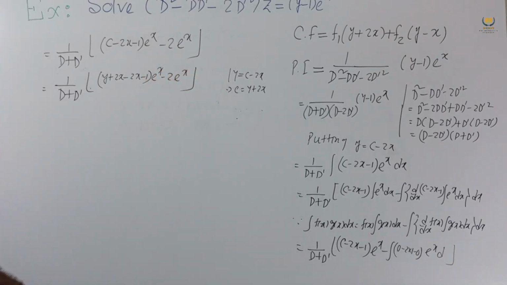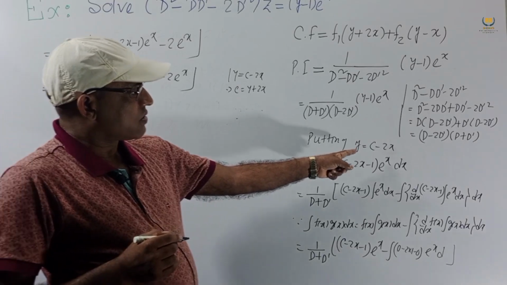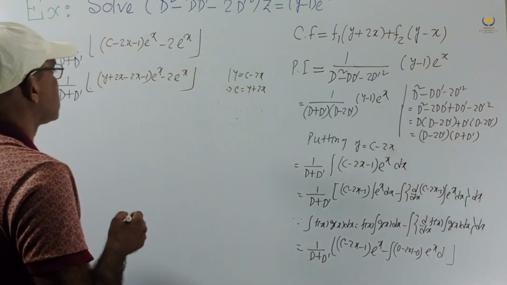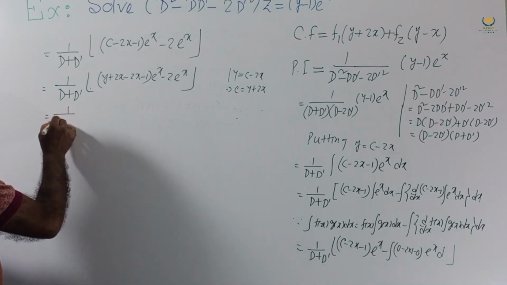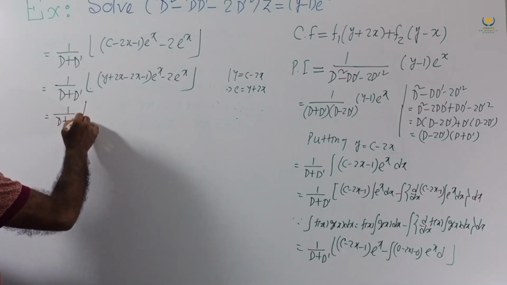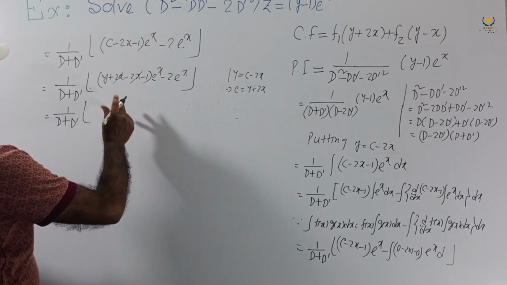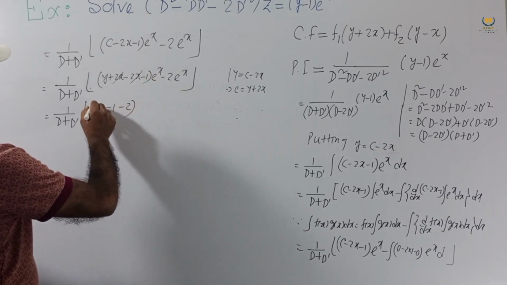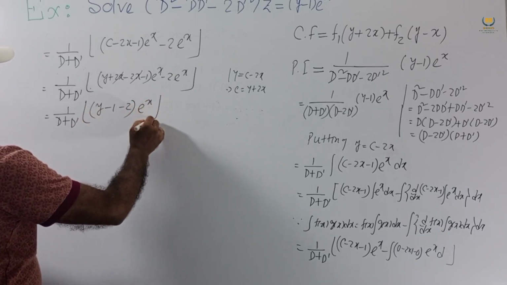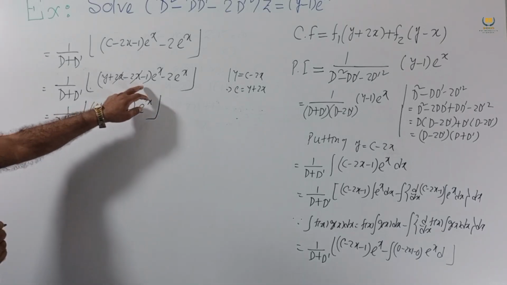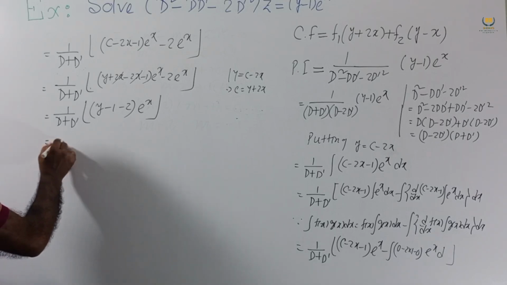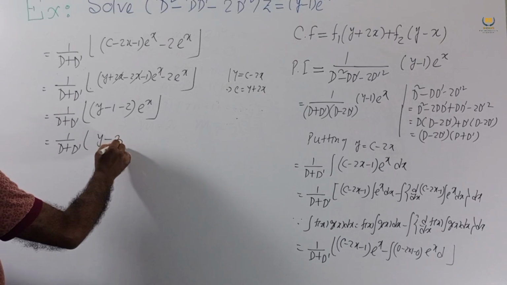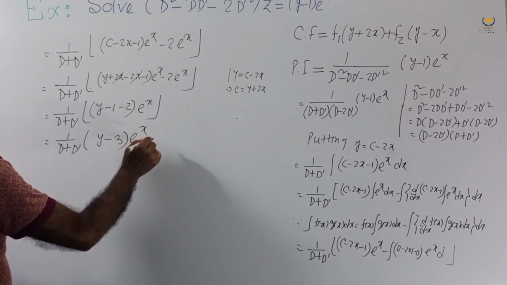We get this. So initially consider y equal to c minus twice x, then the value of c, taking twice x to this side, is y plus twice x. So 1 by D dash, twice x cancels, and y minus 1 minus 2 e to the power x, we get this, minus 1 minus 2. So this is 1 by D dash y minus 3 e to the power x.